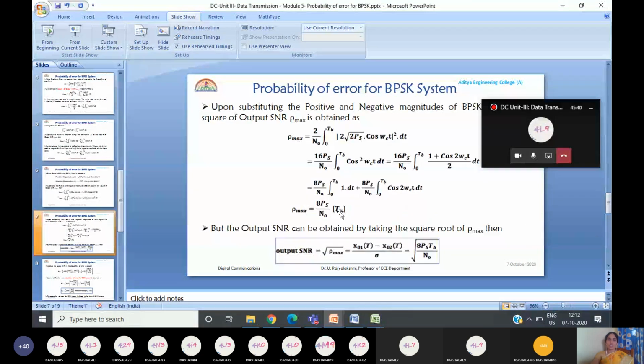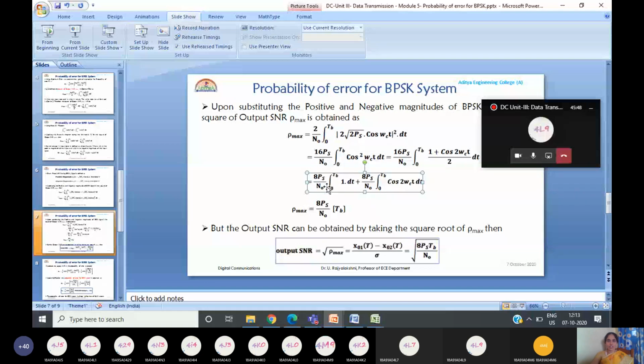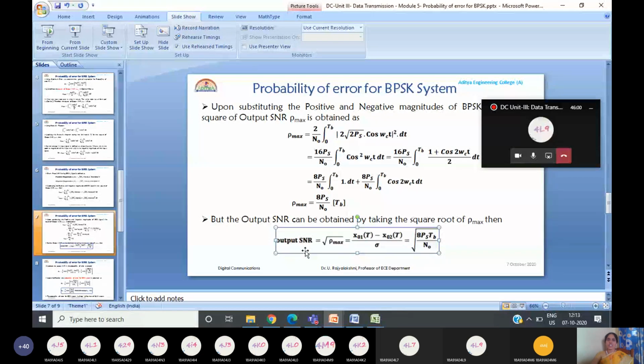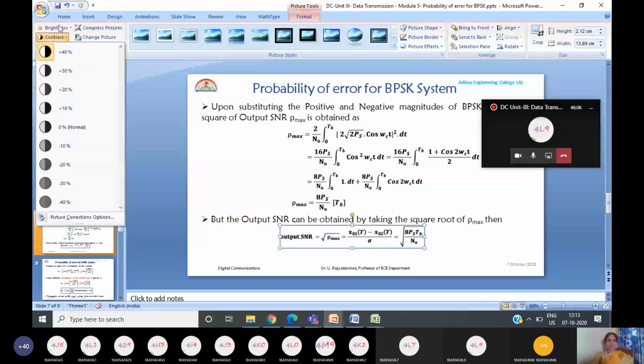Similarly, let us move to the BFSK. So in BFSK, how can you define the BFSK signal? BFSK is the change in the carrier frequency. There we have defined two carrier frequencies: one is the higher frequency, that is the increase in the carrier frequency, and the lower frequency, which is the decrease in carrier frequency.